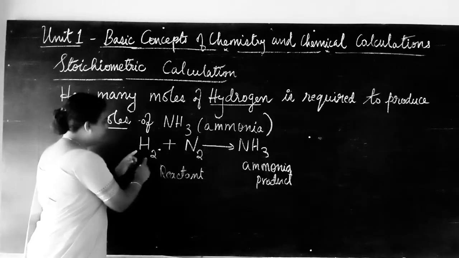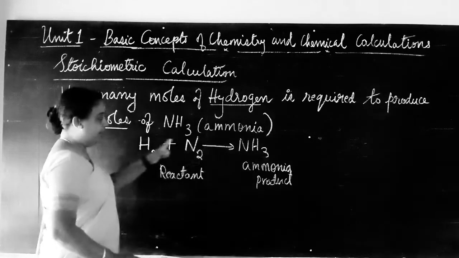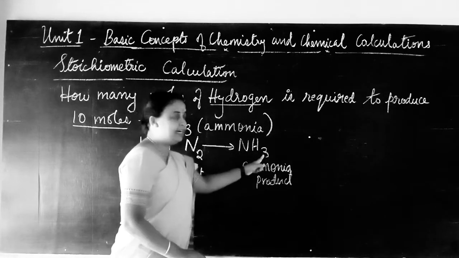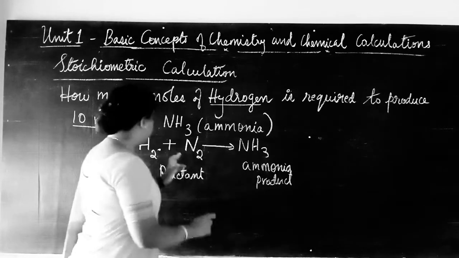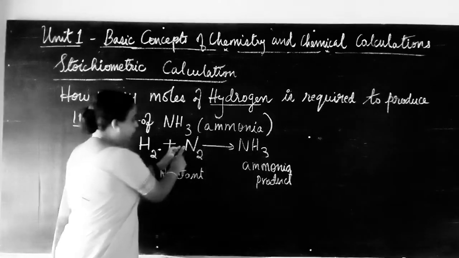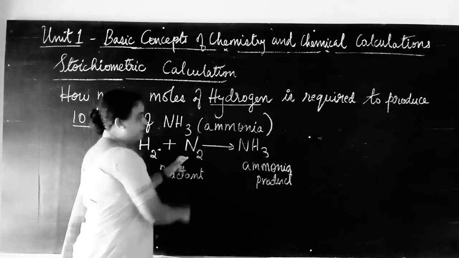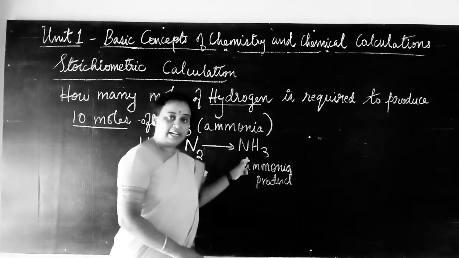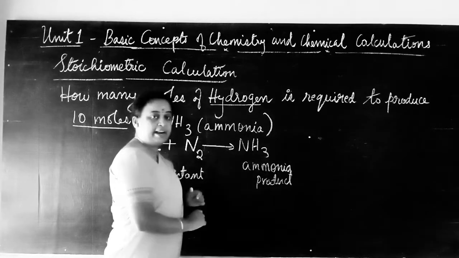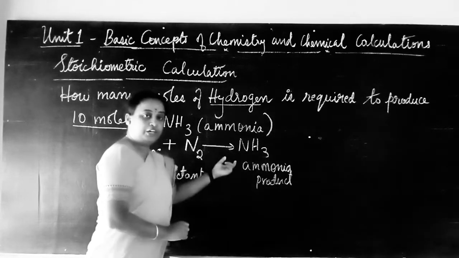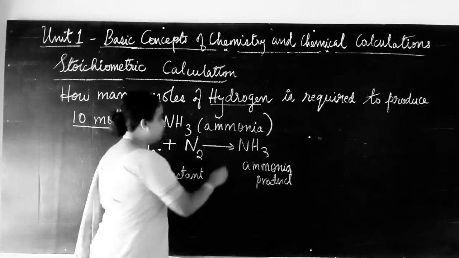On the left hand side, 2 hydrogen atoms are there, whereas on the right hand side, 3 hydrogen atoms are there. So it is not balanced, and we should balance it. Now looking at nitrogen, on the left hand side 2 atoms are there, whereas on the right hand side only 1 atom is there. So again we should balance it. In order to balance nitrogen, I just put here 2.